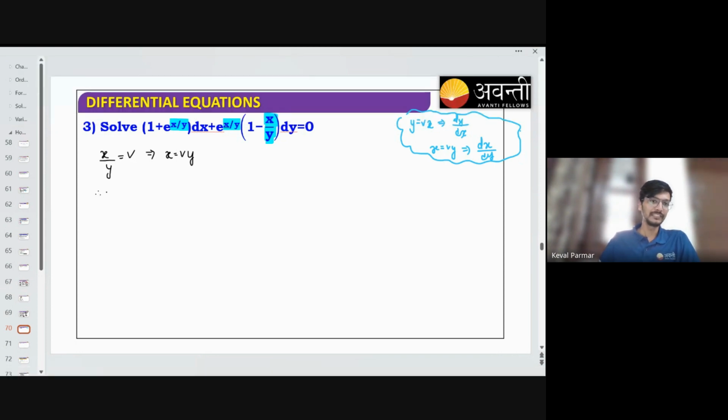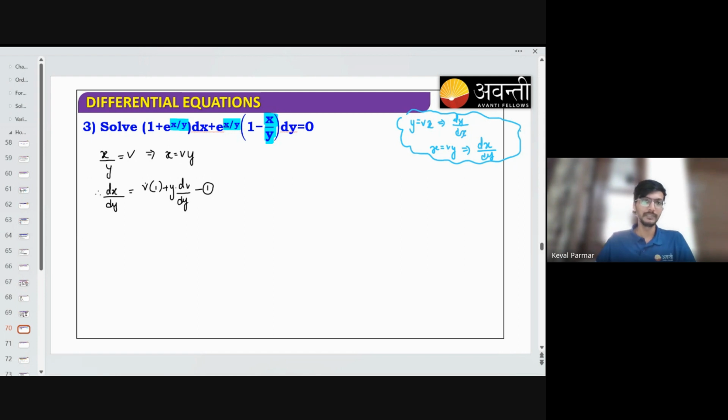So if I differentiate with respect to y, I'll get dx over dy is equal to v into derivative of y plus y into derivative of v. So this time y is not substituted, x is substituted. Let's mark it equation 1. Acha, we will simplify the given question.